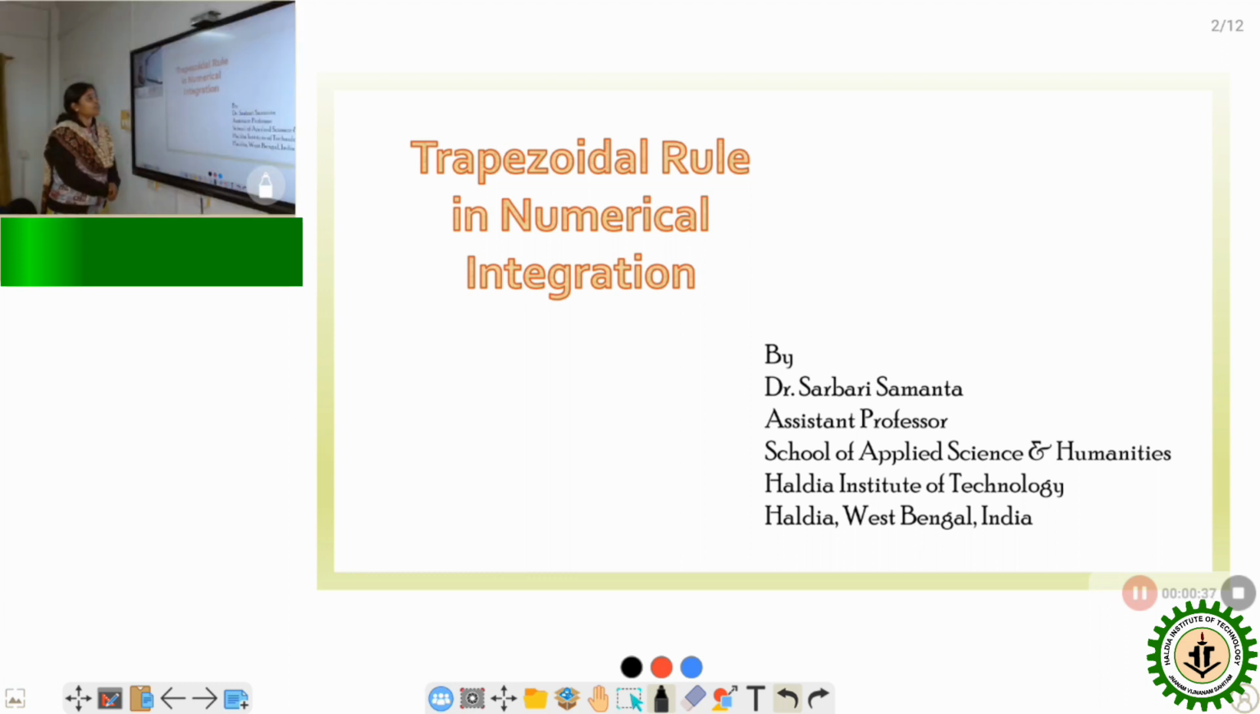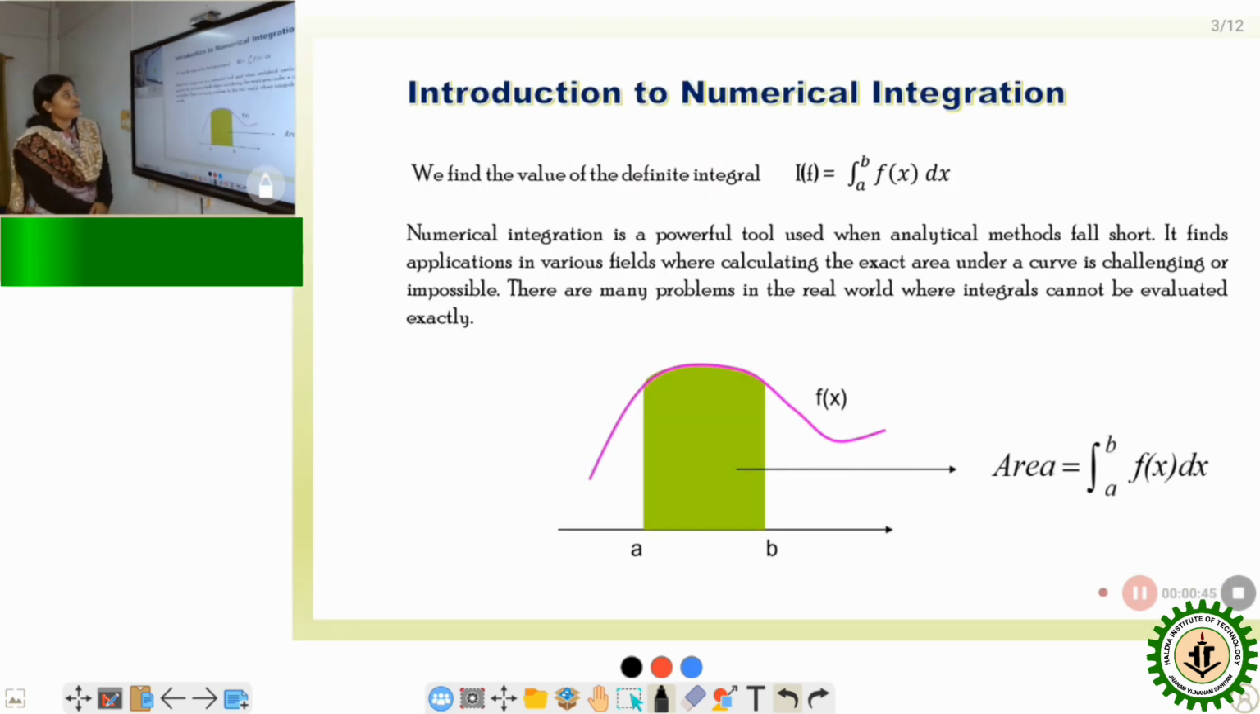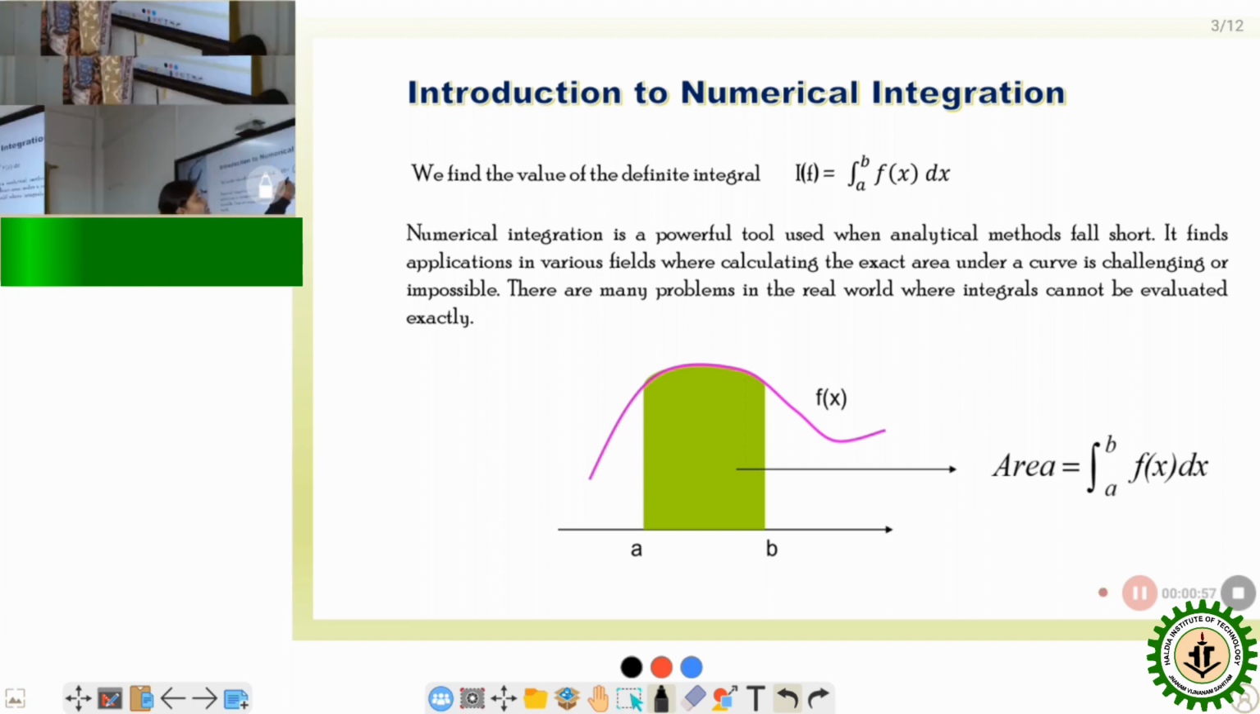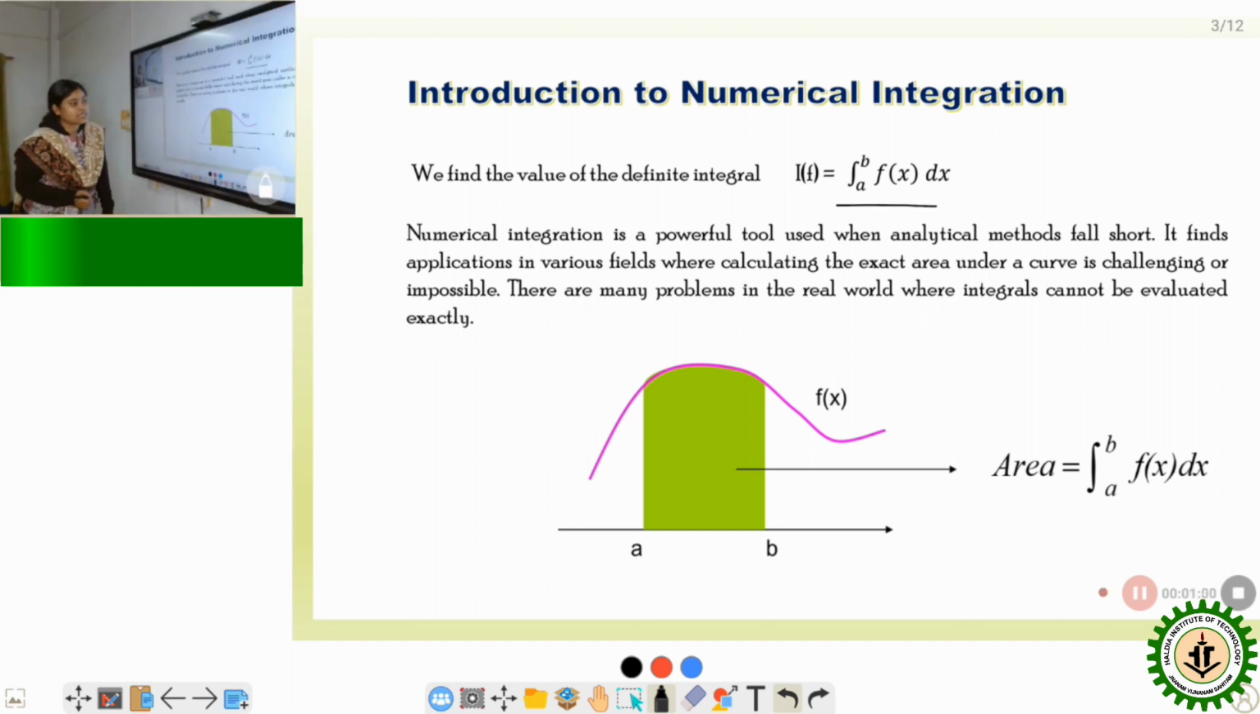Today we will learn the trapezoidal rule in numerical integration. First of all, we will talk about the introduction to numerical integration. Numerical integration gives the value of the definite integral, integration a to b f(x) dx. As we know, this definite integral is nothing but the area under the curve f(x) from x equals a to x equals b. By using numerical integration, we can calculate the approximate area.